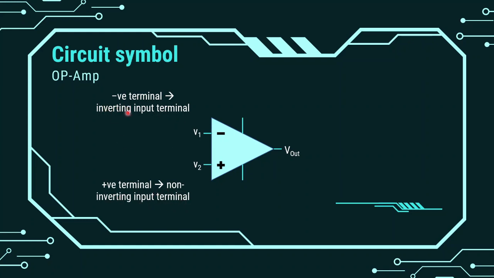The inverting input terminal means it will invert the signal, that is, the output is 180 degrees out of phase with the input. If the signal is given to the input V2, that is the positive terminal, it means a non-inverting input terminal. So the output is in phase with the input.